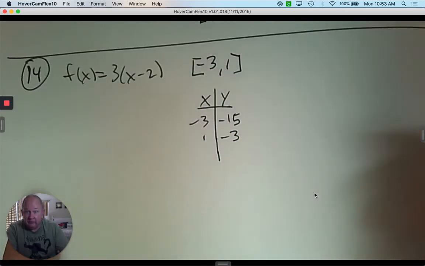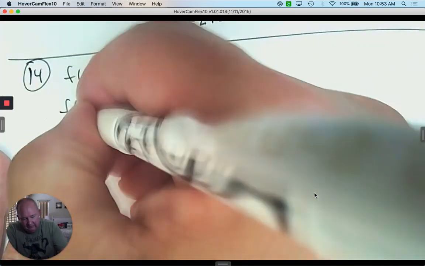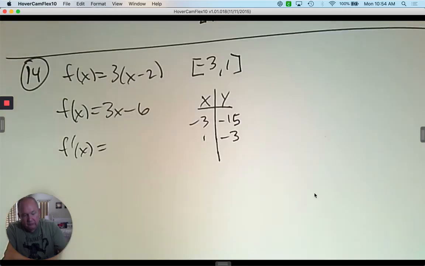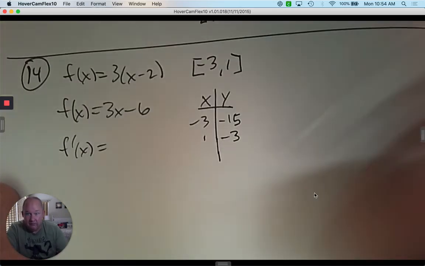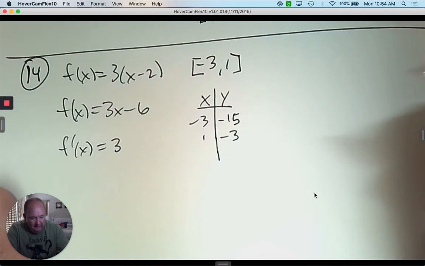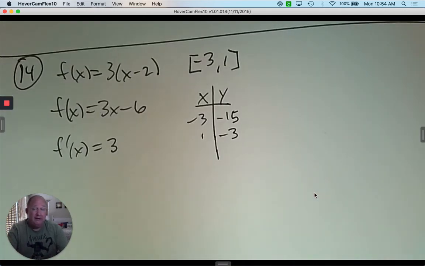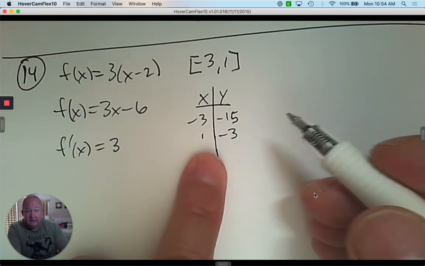So there's my start. To take the derivative of this, I'm first going to distribute and then take the derivative. So 3x subtract 6, then take the derivative. That derivative is just 3, which means we have no critical numbers. Nothing makes it undefined, and I can't solve for x and make it equal to 0. Those are the only numbers I'm looking at.